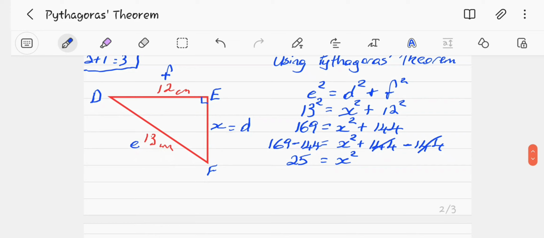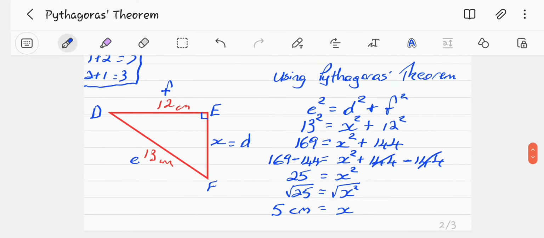Now I have 25 is equal to x squared, but I still need to find my x. So we find the square root of both sides to get rid of the square on the x. To find the square root of 25, we plug that into our calculator, if we don't already know, and we end up with x being equal to 5. The unit we write back here is centimeters. So these are two examples that we do in Pythagoras' theorem, and I hope you have a greater understanding of the concept.